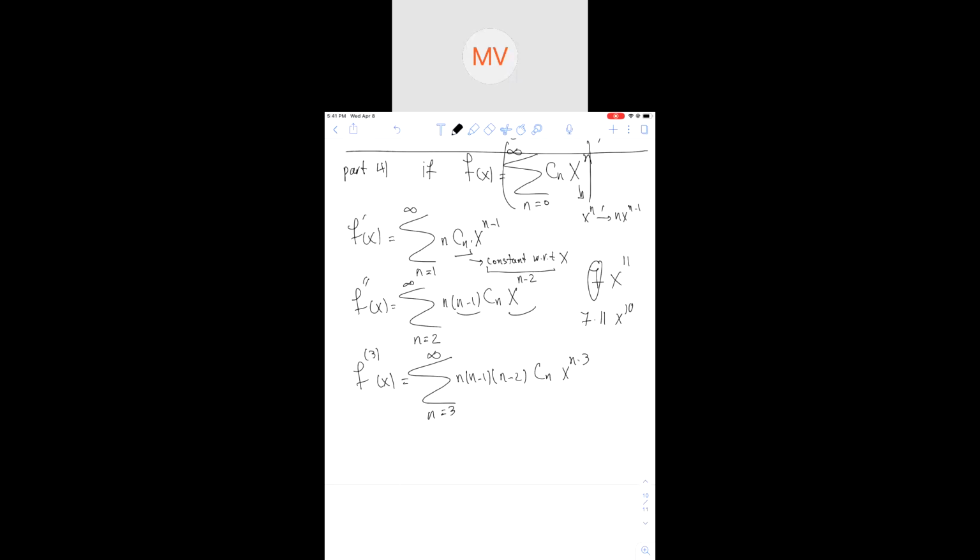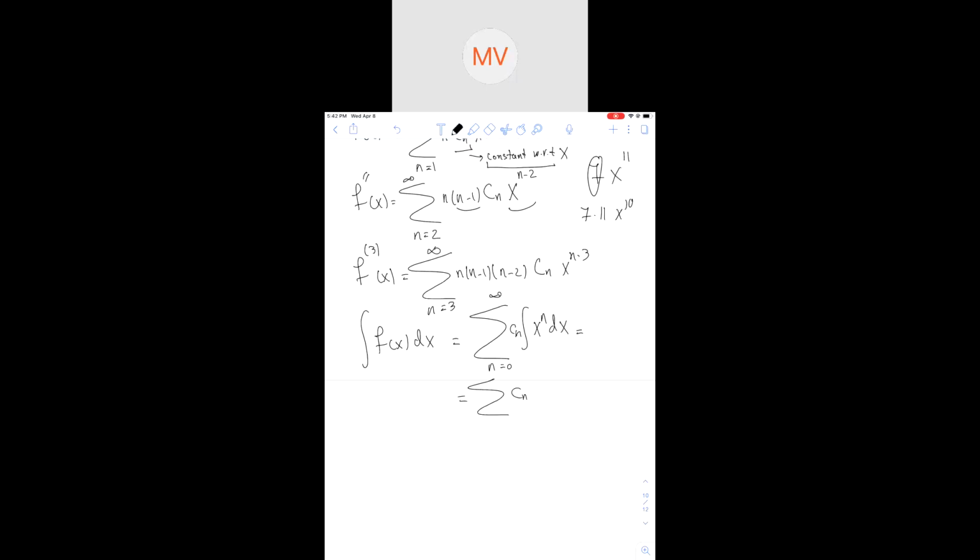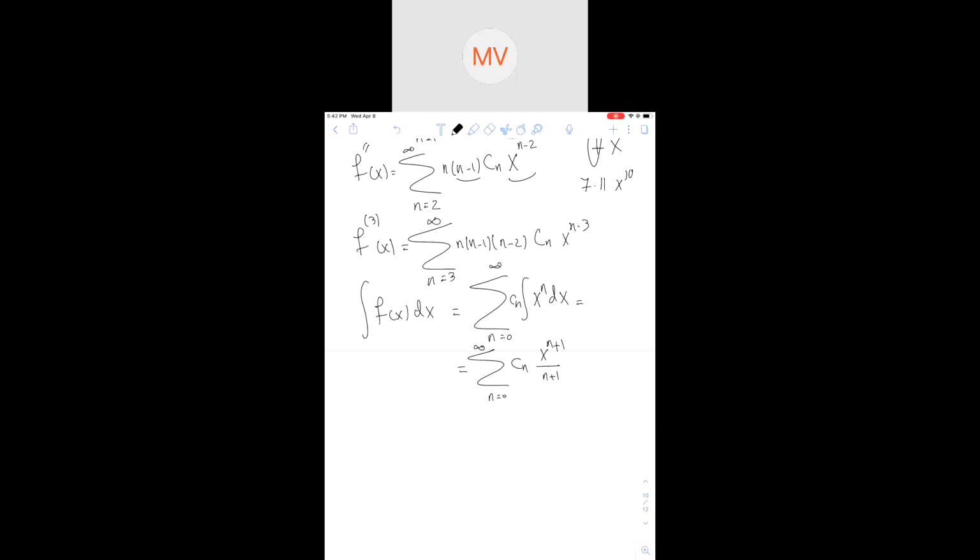Okay. Then, of course, you can integrate, right? So the integral of f of x dx, you can, again, integrate one term at a time. c n is a constant, so x to the n dx, starting from 0 to infinity, which is c sub n x to the n plus 1 over n plus 1, starting from 0 to infinity. Okay? So what I'm trying to say is that you can differentiate and you can integrate the power series, and that happens one term at a time, or term-wise.